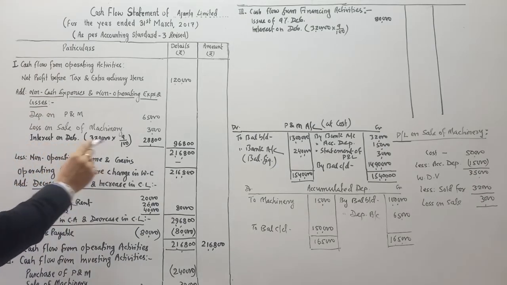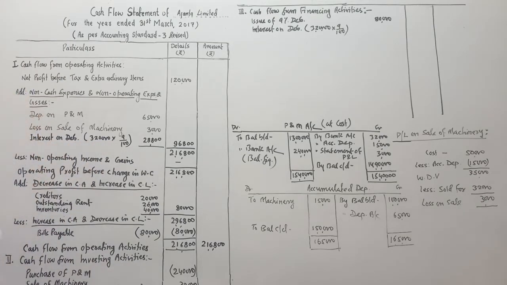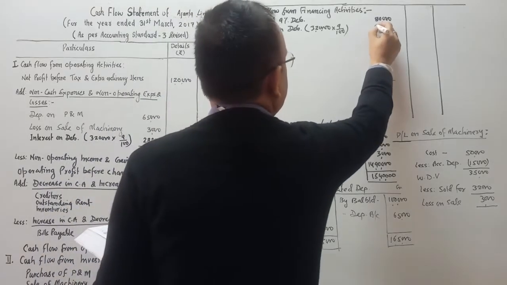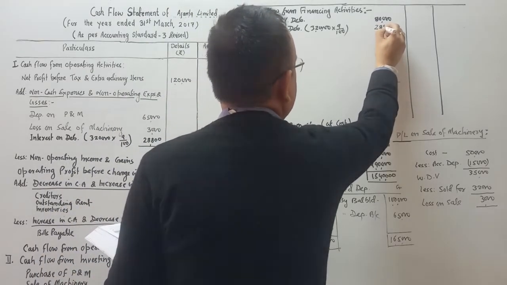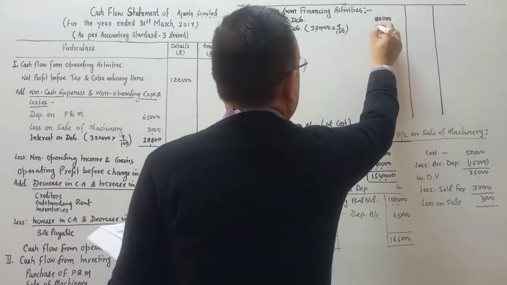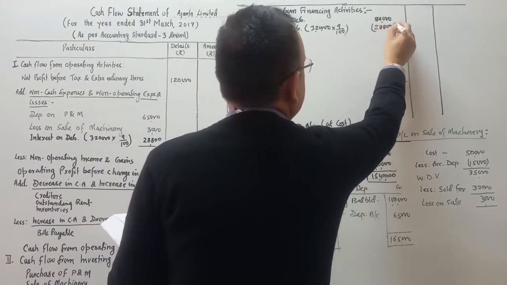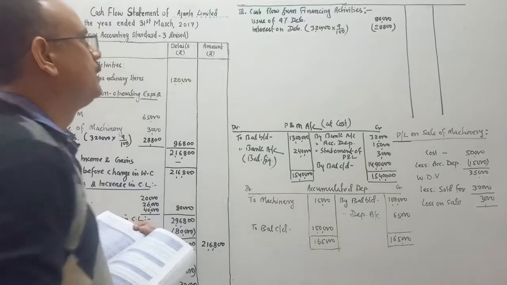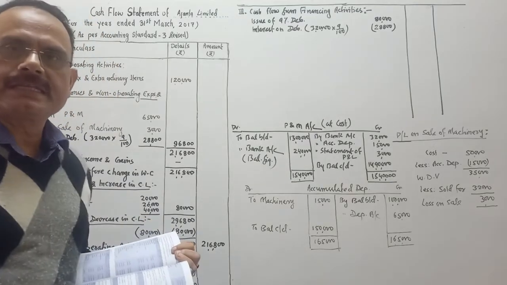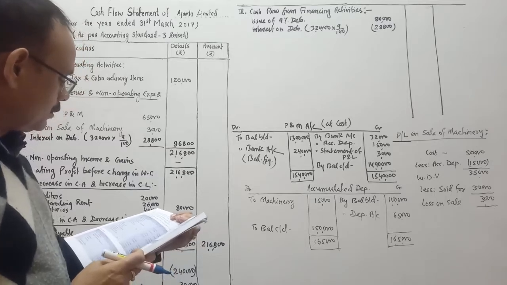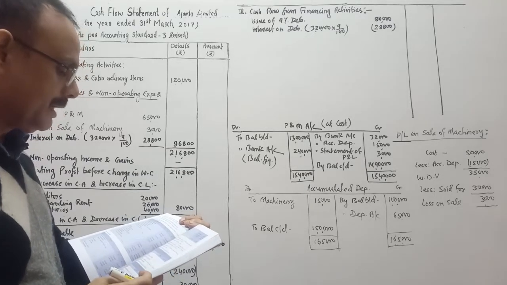Here, interest on debenture we have added back as a non-cash, non-operating expense, that is 28,800. This comes under the financing activities, and here it is a cash outflow. Interest paid on debenture is a cash outflow. So there are only two items.